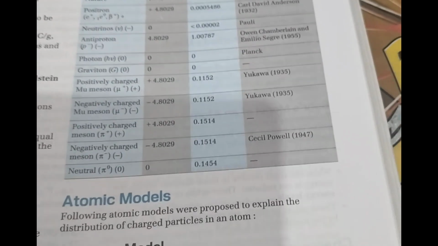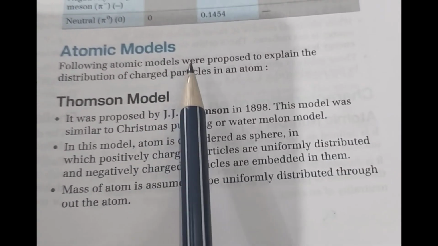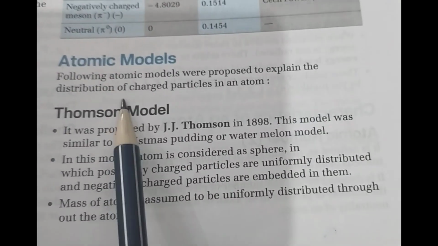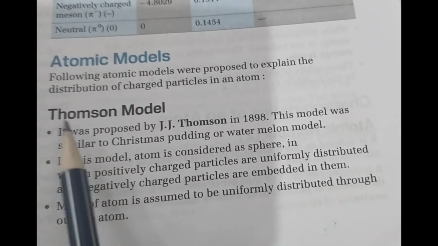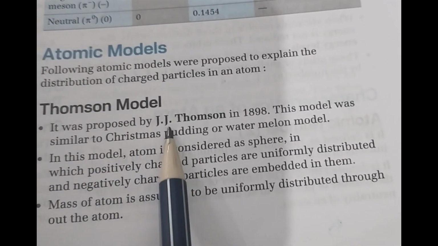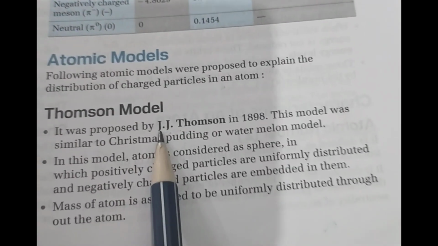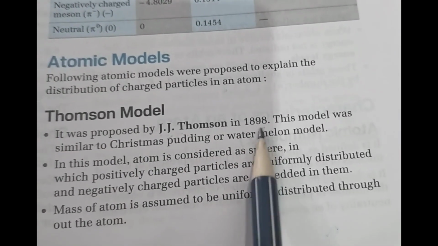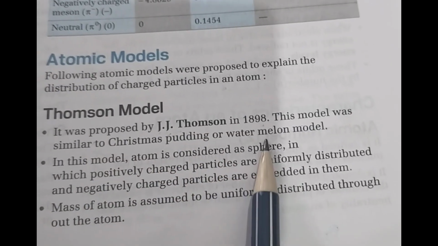So we're coming to the next topic, which is the atomic models. The following atomic models were proposed to explain the distribution of charged particles in an atom. First one is the Thomson model. It was proposed by J.J. Thomson in 1898. This model was similar to a Christmas pudding or watermelon model.